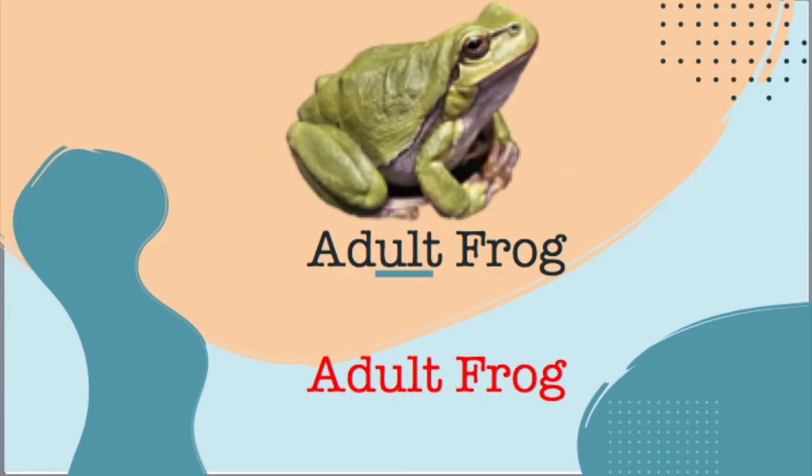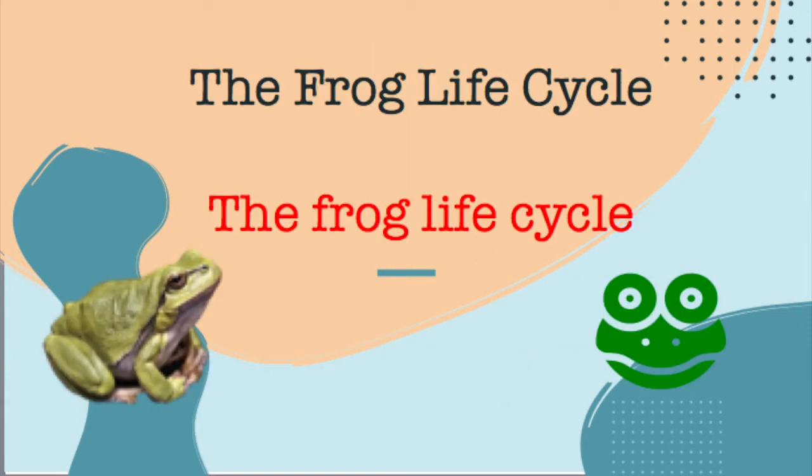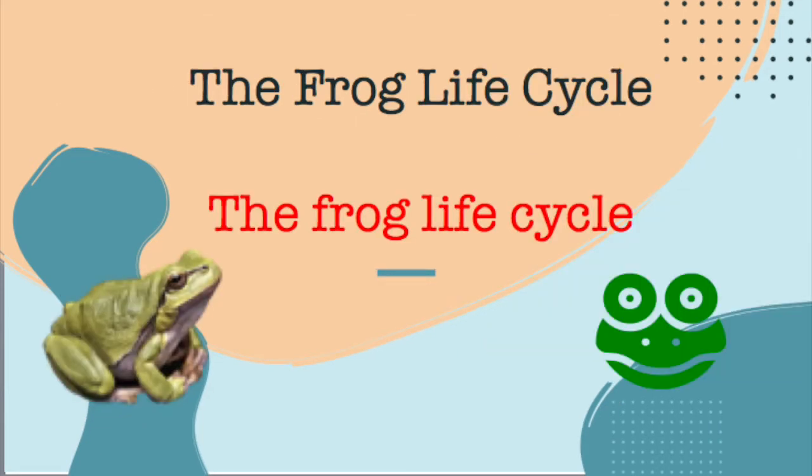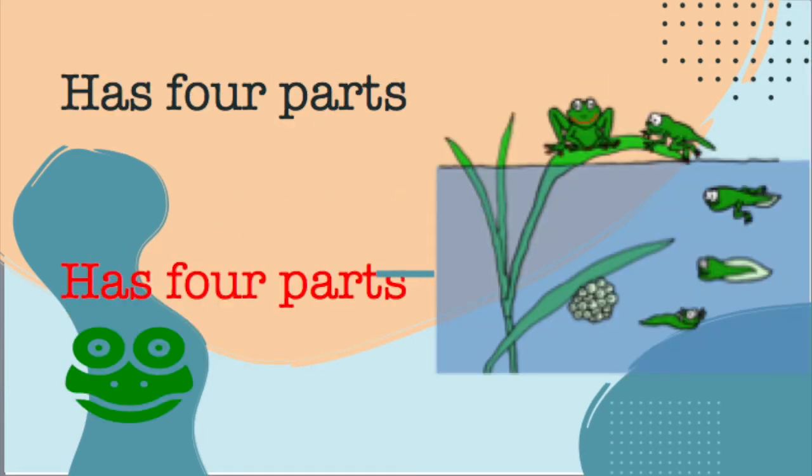froglet, adult, frog, adult, frog. I said the frog life cycle. The frog life cycle has four parts. Has four parts. The frog life cycle. The frog life cycle has four parts. Has four parts. Nice job, friends.